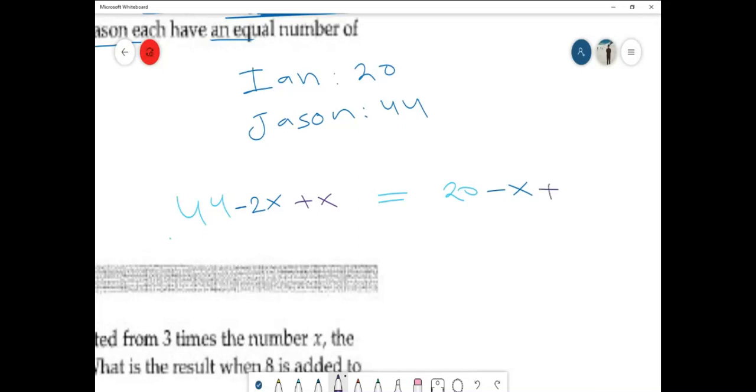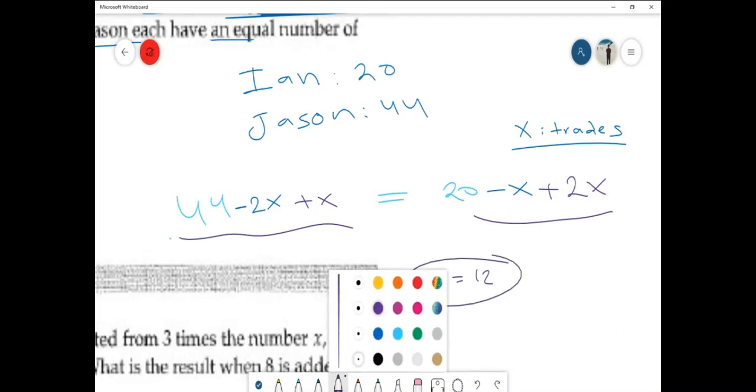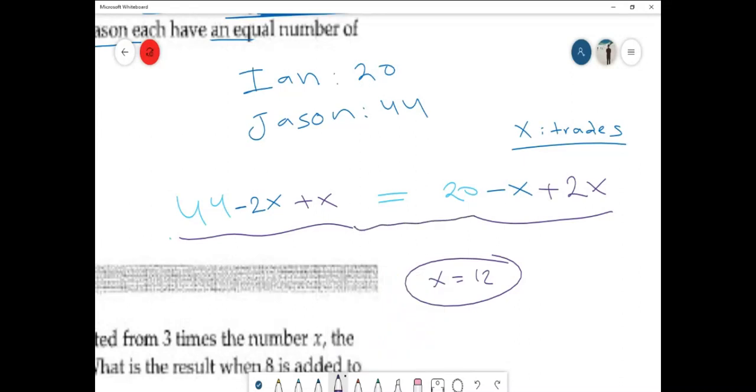Now, how many cards will JSON receive after each turn? 1 card. So plus X to the number of cards which JSON has. And Aeon is receiving 2 cards. That means after each turn, Aeon will receive 2x cards, after X many trades. When you solve this expression, X will be 12.